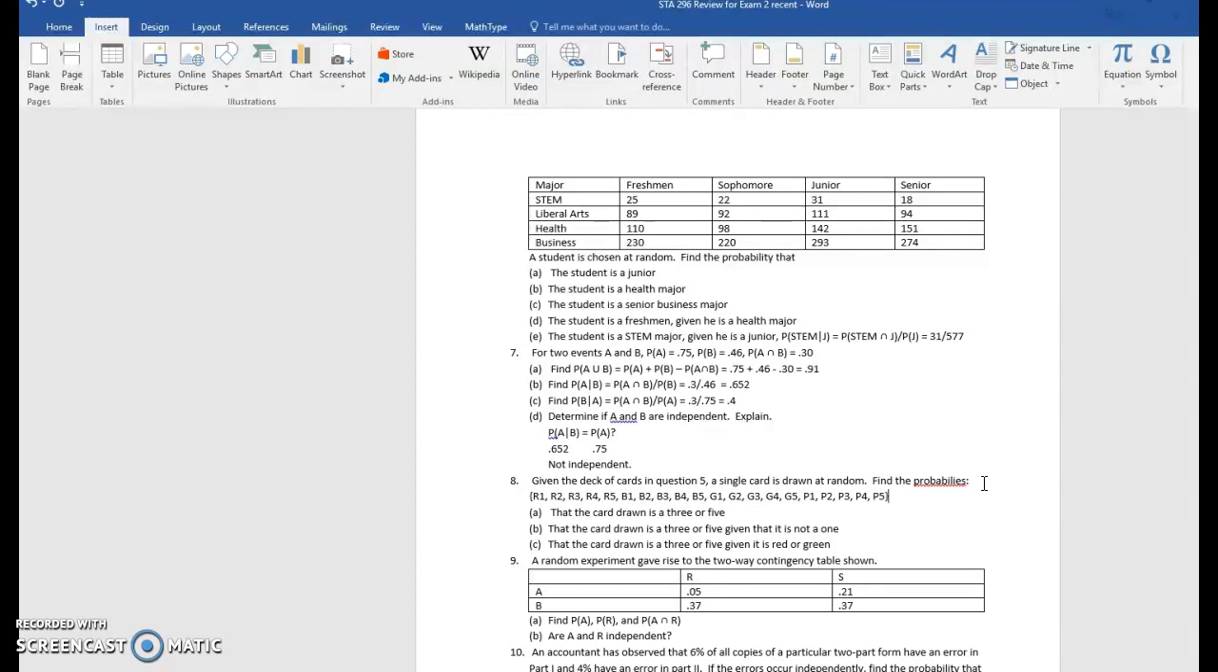So there's our sample space that we had from question 5. I may have listed them out of order from what I did before, but it's still the same sample space. So let's look at A. We want to find the probability that the card drawn is a 3 or a 5.